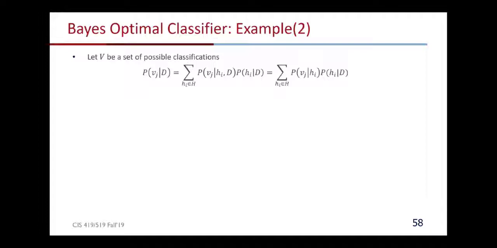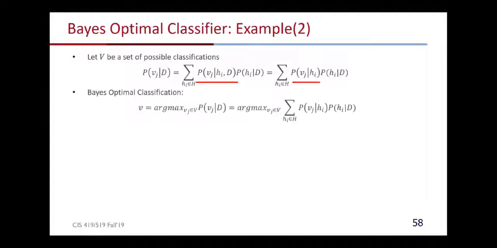Now, one thing that I have to point out here that hopefully you've noticed is that P of Vj given Hi and D, I can write as P of Vj given Hi, because I've already chosen the hypothesis. The data doesn't matter anymore. And this is going to be called a Bayesian optimal classification. So I've not committed before.